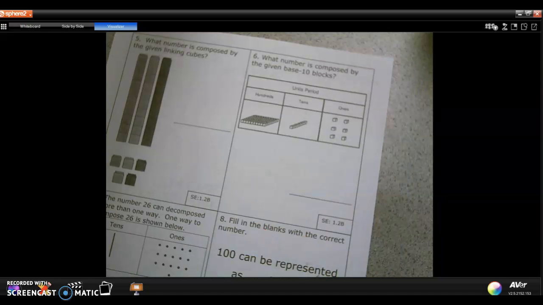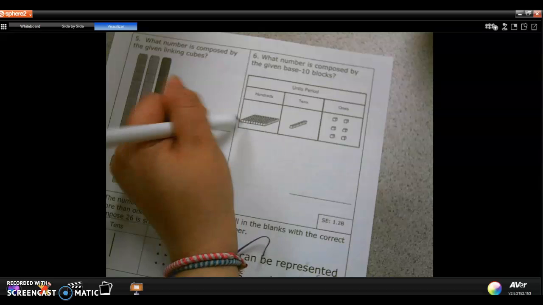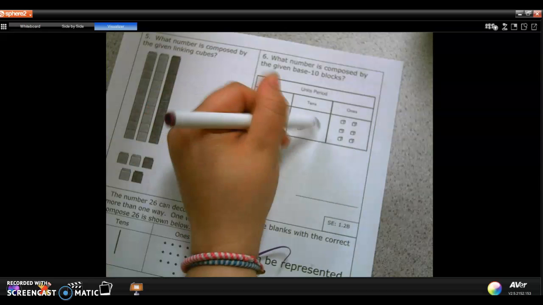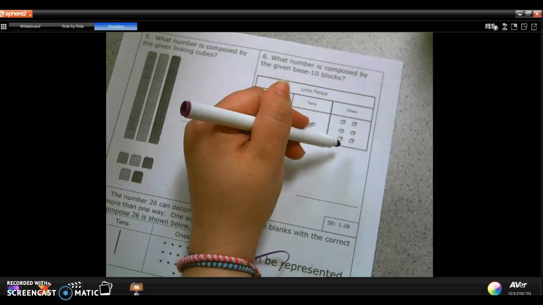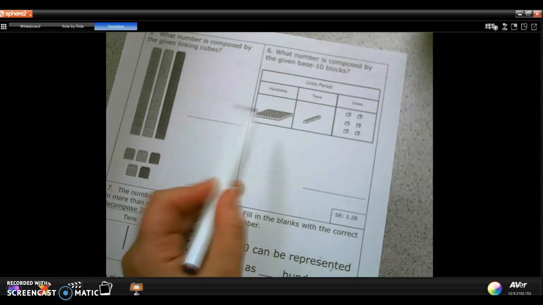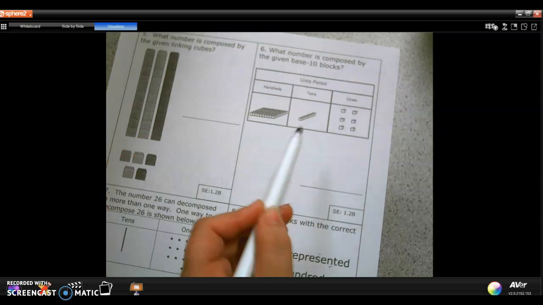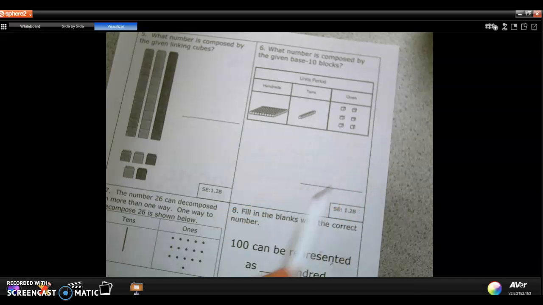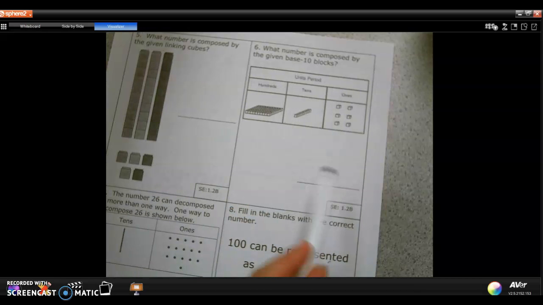Number 6, what number is composed by the given base 10 blocks? Boys and girls, this is going to represent 100. This represents 10. This represents your ones. So that would be 100, 10, and 6 ones. So you're going to write what that number is in standard form right here.